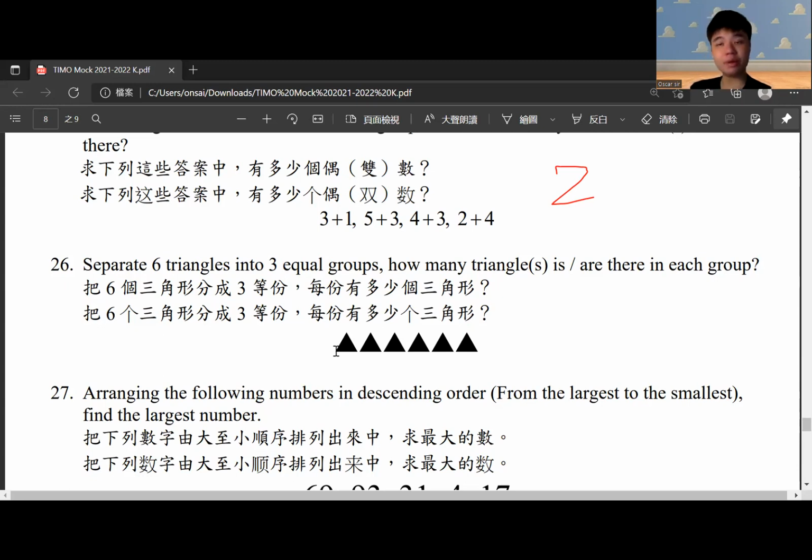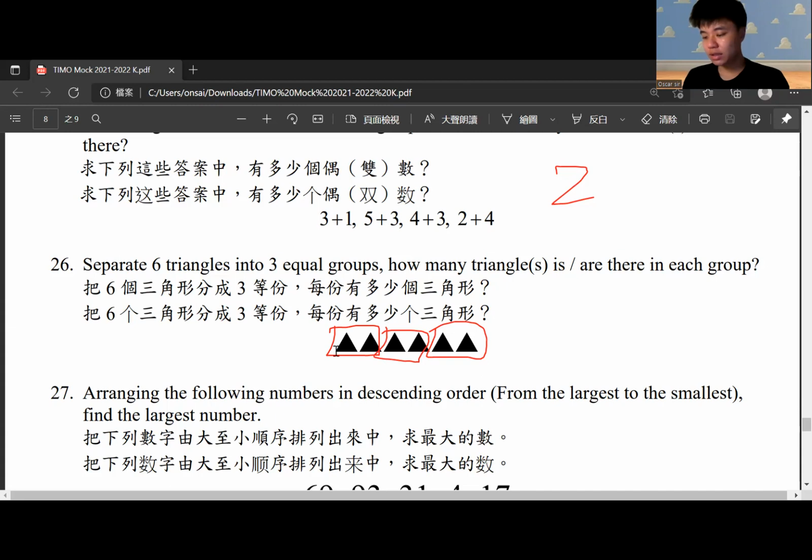If we want to separate it, we have many ways, right? We can separate it into 1 and 5. This is one of the ways. Besides it, we can also do 2 and 4. This is the second way. But unfortunately, those groups are not equal, right? 1 is not equal to 5, 2 is not equal to 4. There is only one way to separate it into three equal groups. That is 2, 2, 2, right? This is the only way to separate it into three equal groups. Okay.